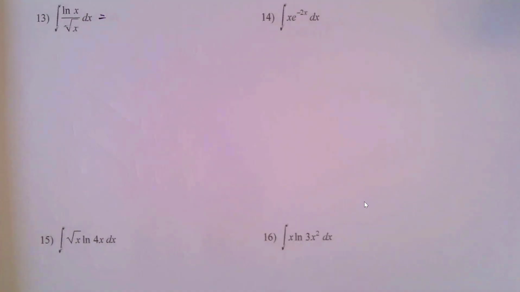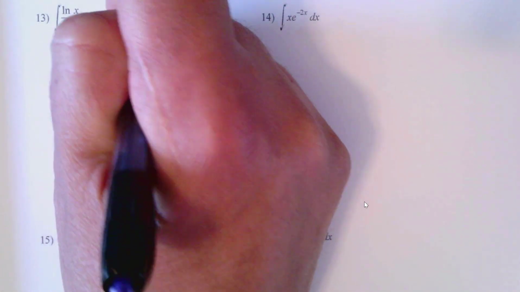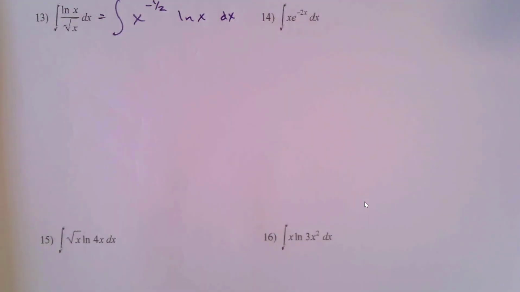Okay, for number 13, this one involves a natural log of x and involves a square root of x, which is on the bottom here. In order to set up this a little bit easier, maybe we want to rewrite this. So this square root of x on the bottom, we can write as x to the negative 1/2. And then we've got natural log of x dx. So this might make it a little bit easier to do the derivatives and integrals.